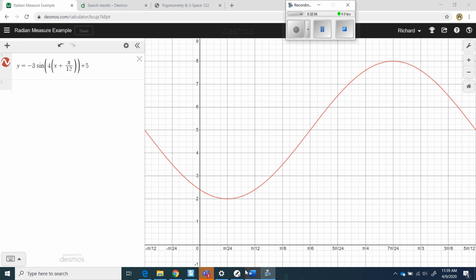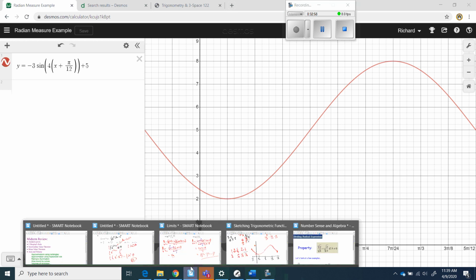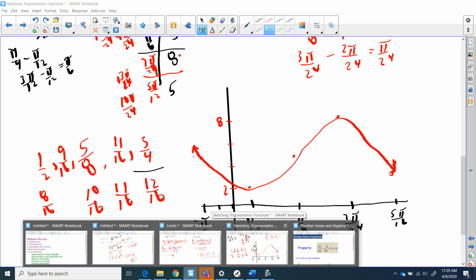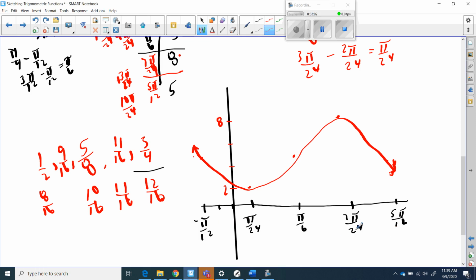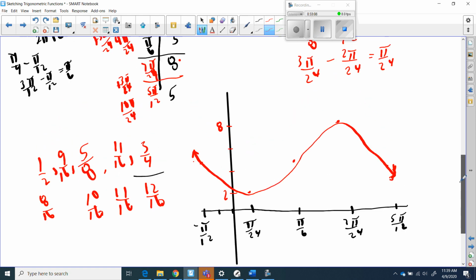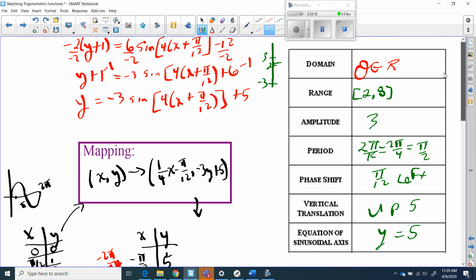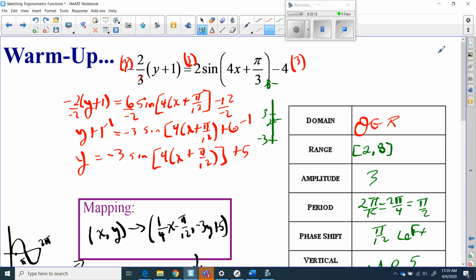Okay, so let's go back to our main slide. We're on this one. So there was our sketch, which if you recall the one we just did in Desmos as a verification, it did in fact work. All right, so that is an example of what we would do to work our way through a sinusoidal relation that is presented in radian measure. Some practice questions will follow shortly.